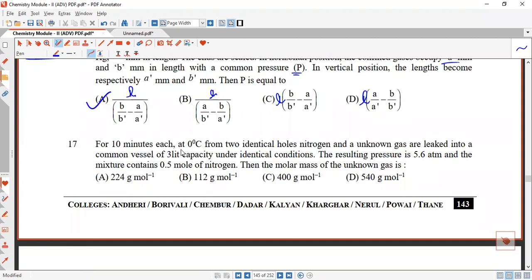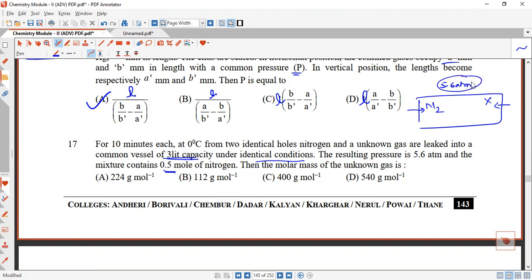For 10 minutes each at 0 degree Celsius, two identical holes, nitrogen and an unknown gas, are leaked into a common vessel of 3 liter capacity under identical conditions. This is a container, and through two ideal holes two gases are sent in, N2 and an unknown gas, let's say X. The resulting pressure is 5.6 atm, and the mixture contains 0.5 moles of nitrogen.